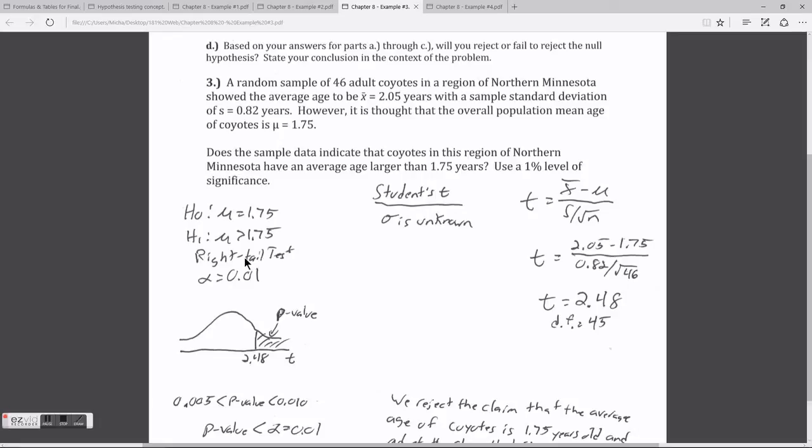This is going to be a right tail test, and we're going to use a 1% level of significance, so my alpha is 0.01. Now in this example, the sampling distribution I'm going to use is actually the student's t distribution. And the main reason for that is that I do not know the population standard deviation. Sigma is unknown.